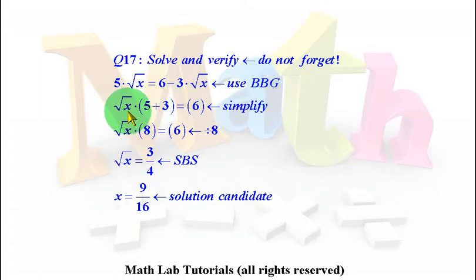I'm going to open up a root x bin on the left, and I pick up a 5 here, and the minus 3 becomes plus 3. And on the right-hand side, I'm going to open up a constant bin, and I just pick up a 6. Then we simplify inside each bin. 5 plus 3 is 8, and of course on the right-hand side we get 6. We could divide both sides by 8. When we do that, the left-hand side becomes the square root of x, and then 6 divided by 8 is 3 over 4.